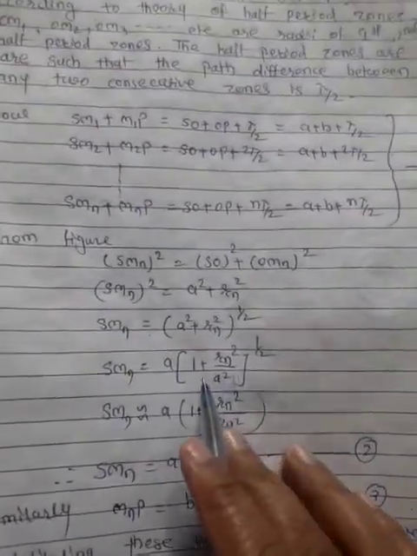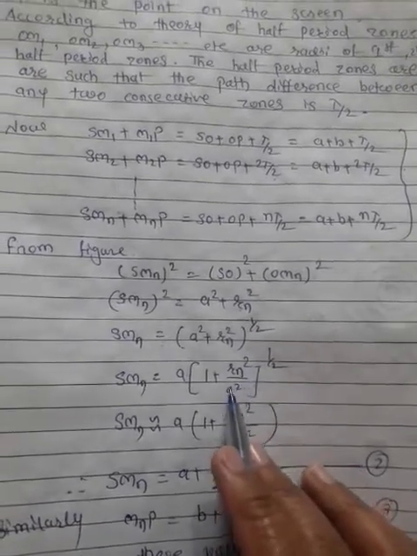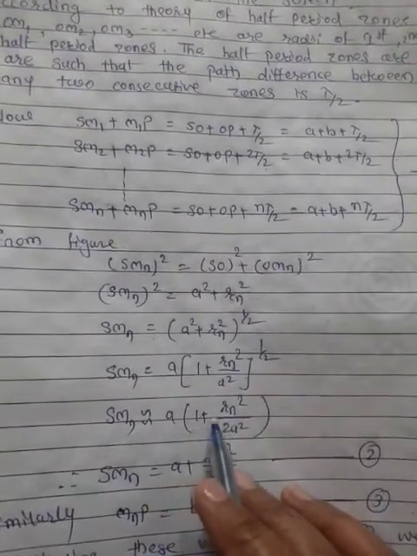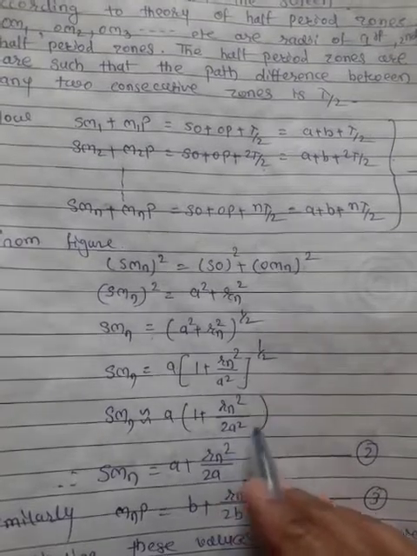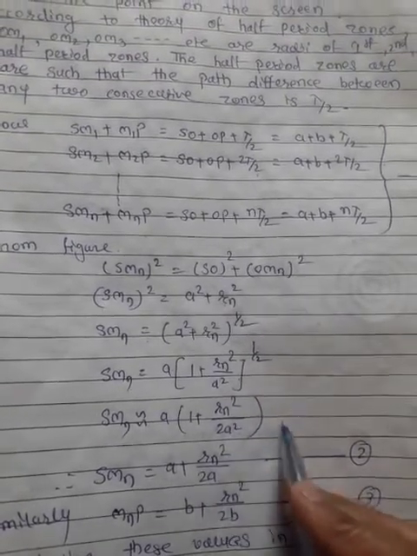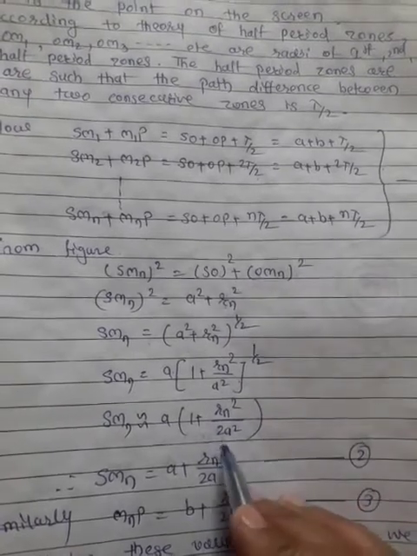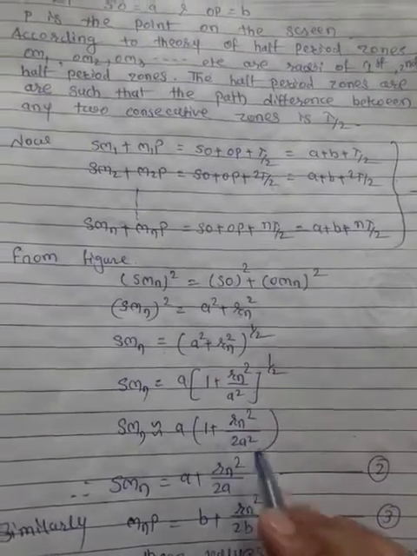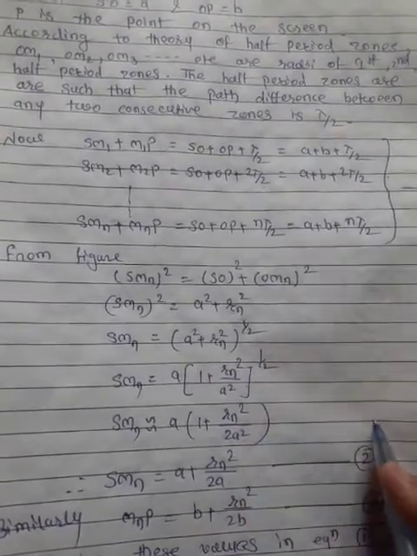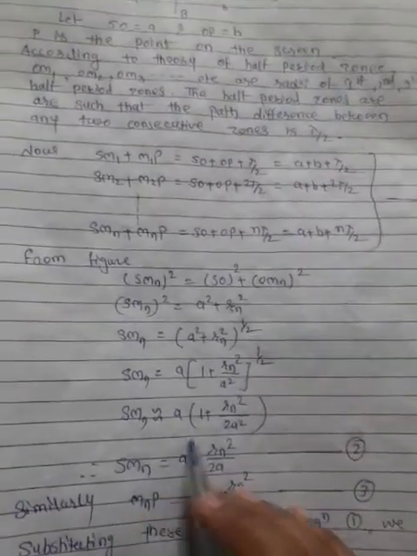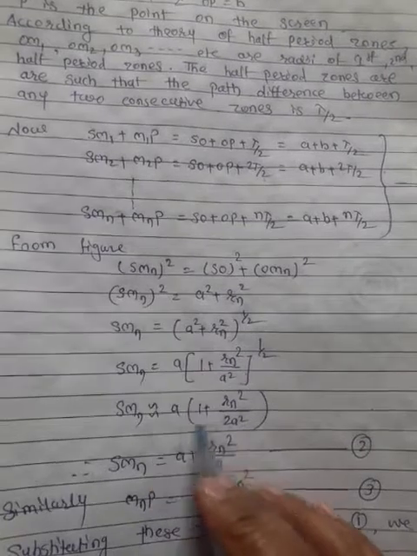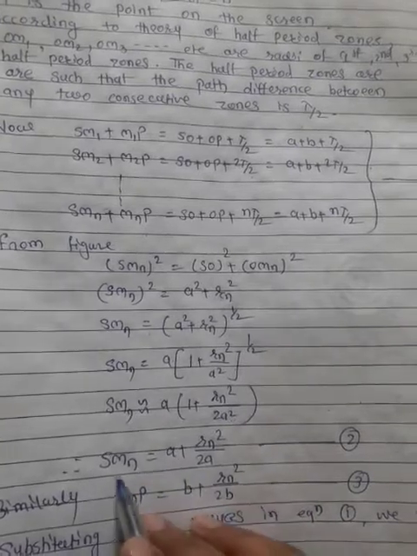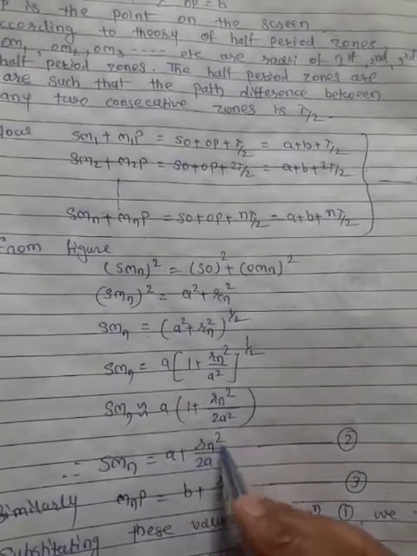Then solve the exponential series for this term. Then we get approximately the value A into bracket 1 plus Rn square upon 2A square. The higher order terms of this exponential series get neglected because this A term is very much greater than the lambda. Therefore, we neglect the higher order terms here. Similarly, this term is approximately equal to this term, which can be written as SM equal to A plus Rn square upon 2A.